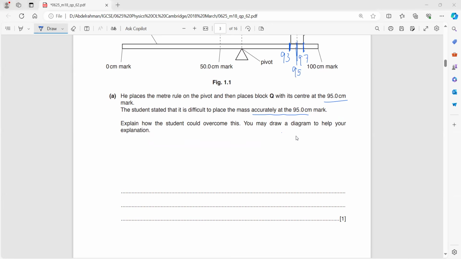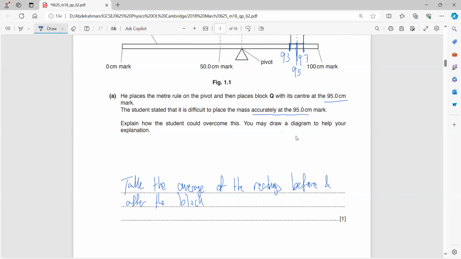Again, what should we say? He could take the average of the readings before and after the block.